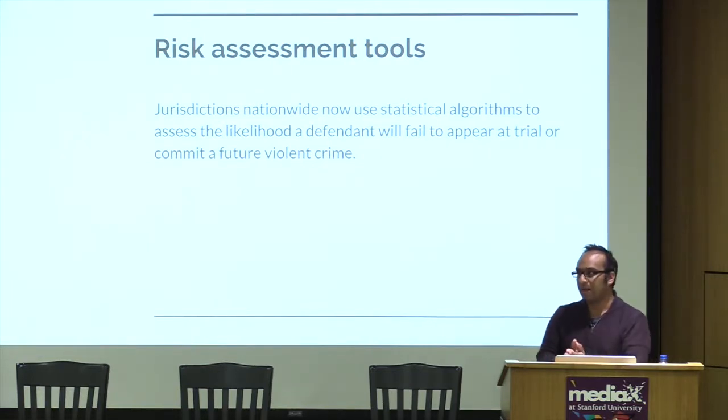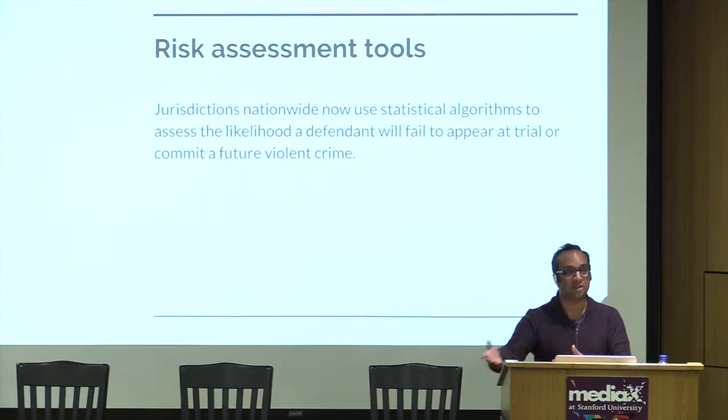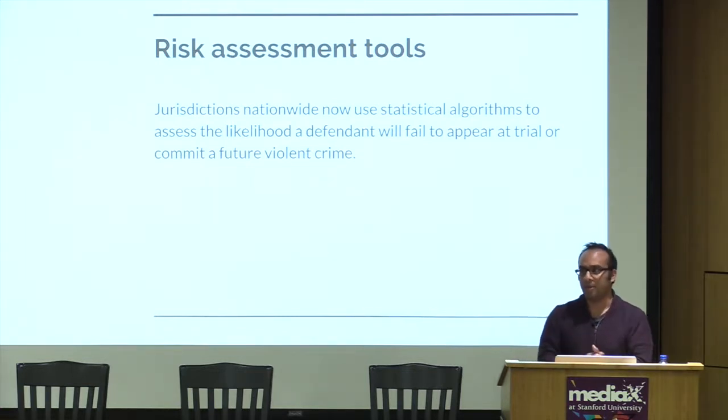So defendants are rated on a scale from, for example, 1 to 10, and based on their likelihood of committing a future violent act if released. And based on these scores, judges can decide what they want to do, but the algorithm is recommending a decision. So what did ProPublica do?